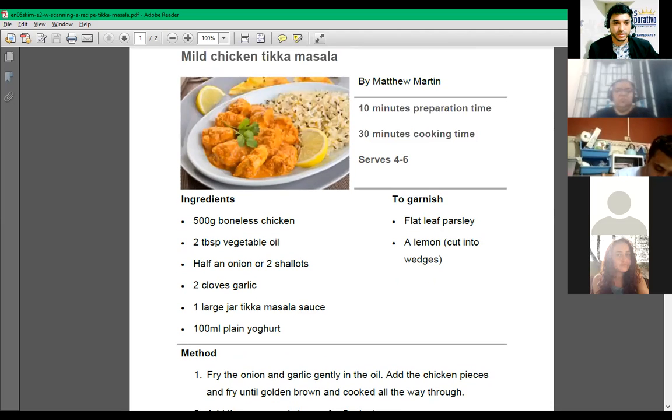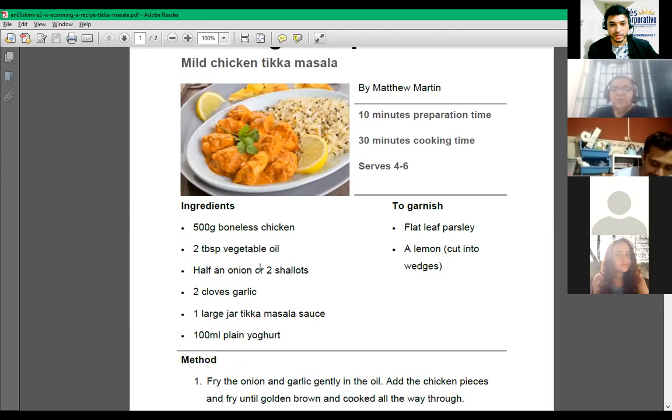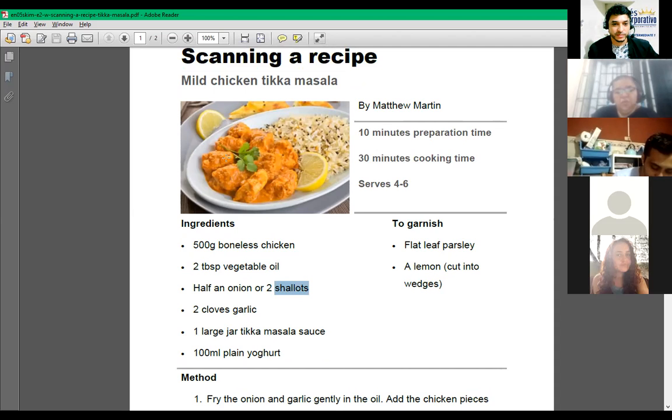Do you have any question about the topic, about the vocabulary or the meaning of the words? Maybe pronunciation. No questions? What is shallots? Shallots is a synonym of onion. Do you know red onions? Yes. So those are shallots. Okay. Half an onion, as you can see, you can use half an onion, la mitad de una cebolla, or two shallots. Like two red onions. Okay, thank you. You're welcome. Any other question?